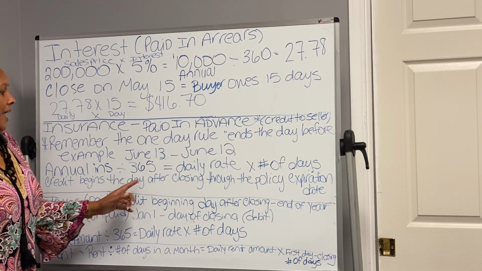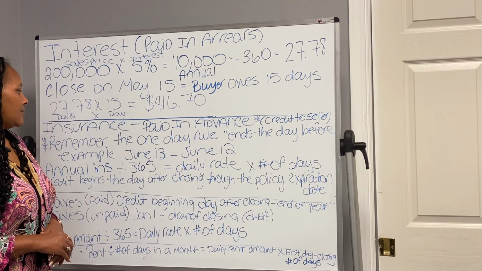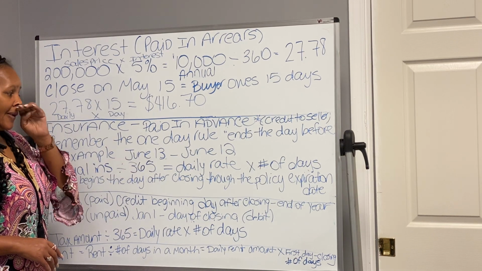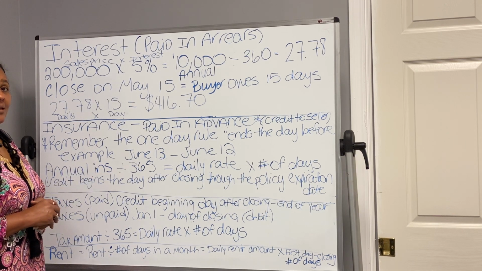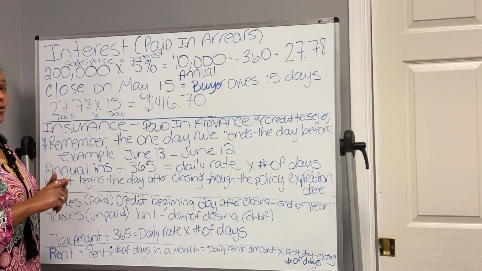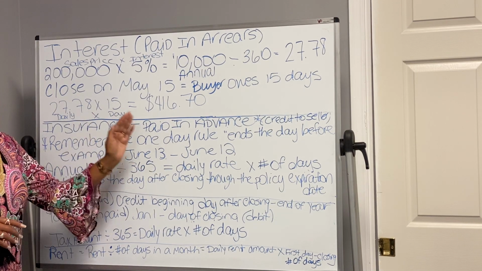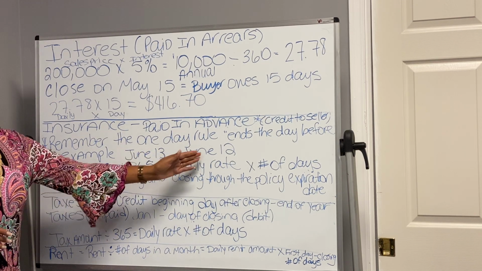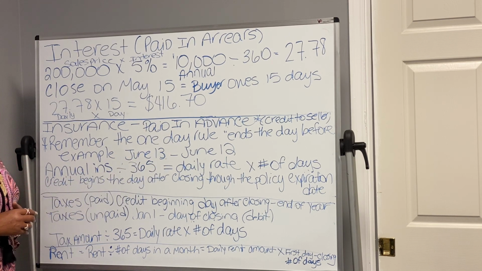Credit begins the day after closing through the policy expiration date. So if the policy expires on June 12th of 2020 and they close on September the 2nd of 2019, the seller will be credited for September the 3rd all the way through June 12th. So from September the 3rd, 2019, all the way through June 12th, 2020, because they did not own the property during those days and they are due to receive a credit, okay?